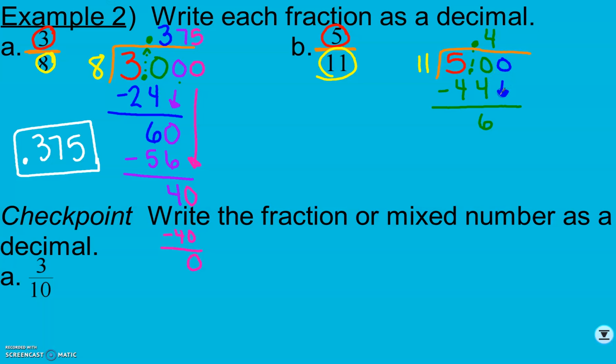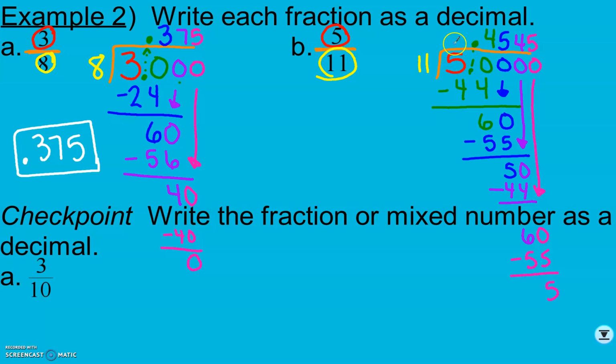Bring down a 0. 11 doesn't go into 6, but it does go into 60 5 times. Multiply it back. Subtract. 11 does not go into 5, but it does go into 50 4 times. Multiply. Subtract. 11 does not go into 6, but it does go into 60. And if you notice here, we've already done this same pattern. 55, subtract, we get 5.